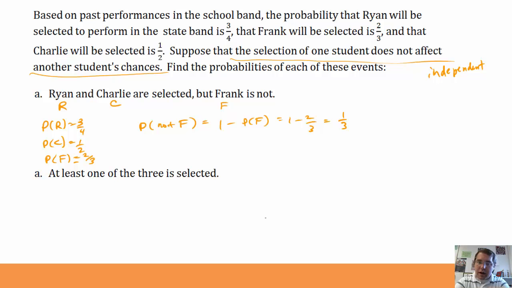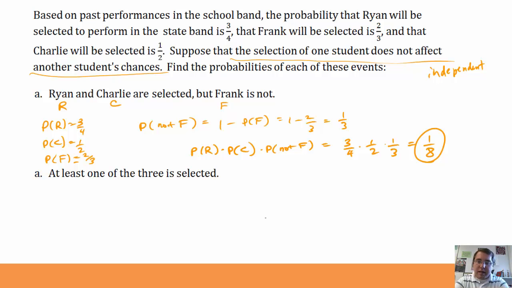Okay, so if we want Ryan and Charlie to be selected, we're going to multiply their probabilities, and then we want Frank not to be selected, so we're going to multiply by the probability of Frank not being selected. So we'll take the probability of R times the probability of C times the probability of not F, which is 3/4 times 1/2 times 1/3. 3/4 times 1/2 times 1/3 is 1/8. So the probability of Ryan and Charlie being selected but Frank not selected is 1/8.